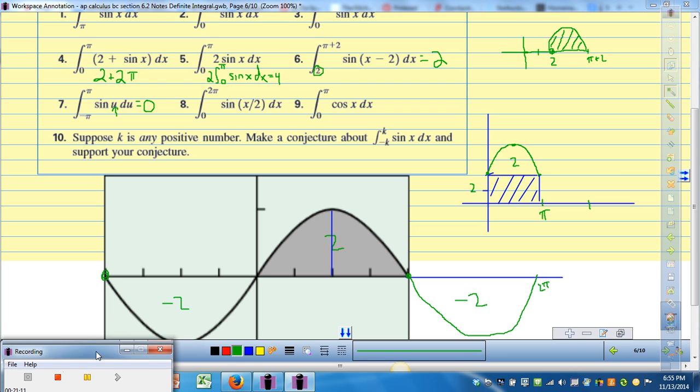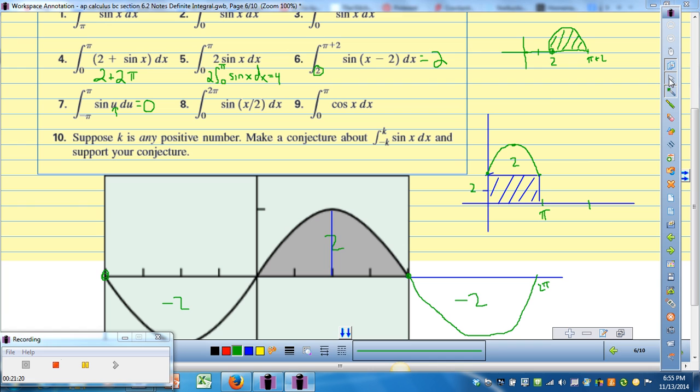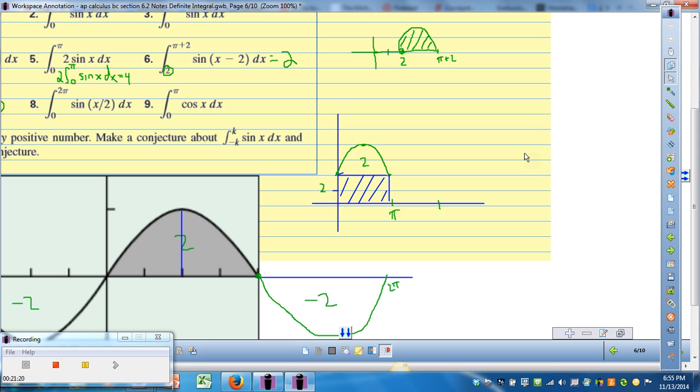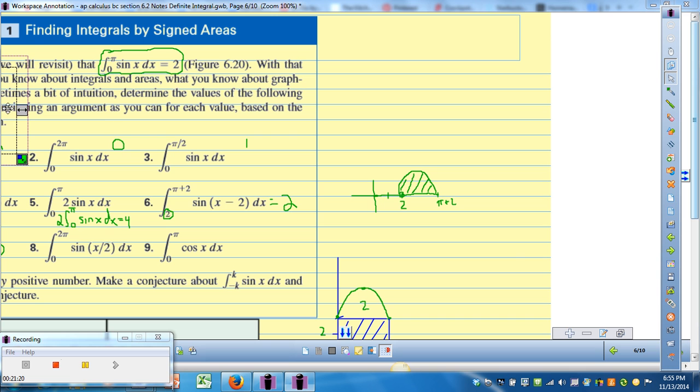All right, number 8, definite integral from 0 to 2 pi of sine of x over 2 dx. I have just gotten a visual for this one. It's a little tidier than my drawings. So, for number 8, sine of x over 2 actually makes the period stretch by a factor of 2. So it would be between 0 and 4 pi versus 0 and 2 pi for sine of x.